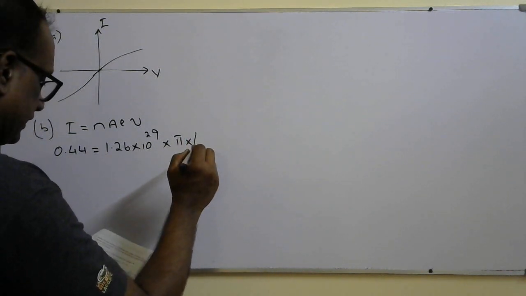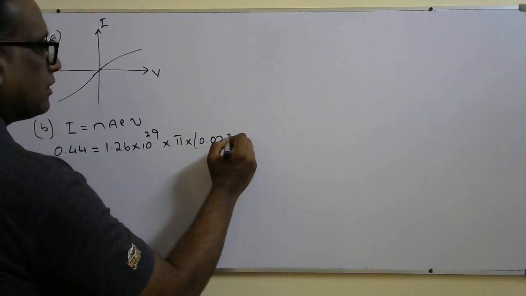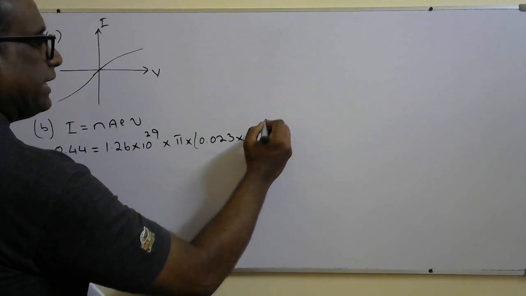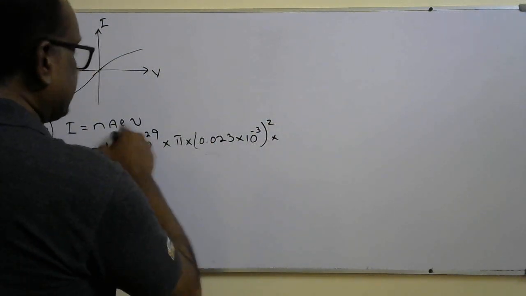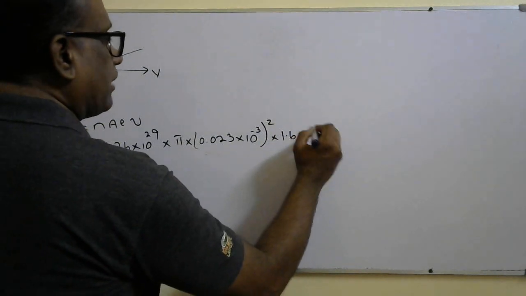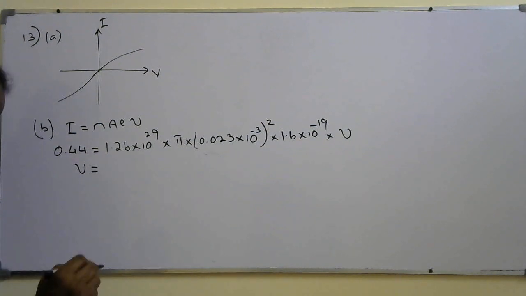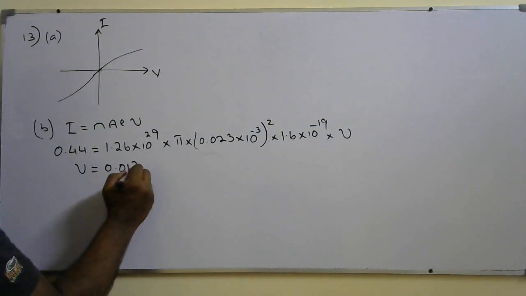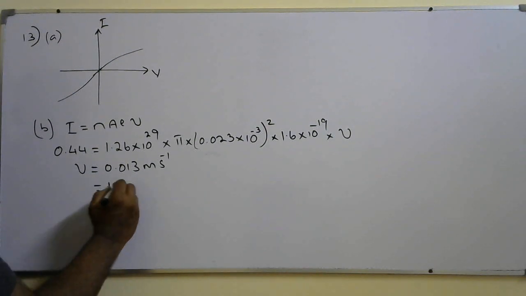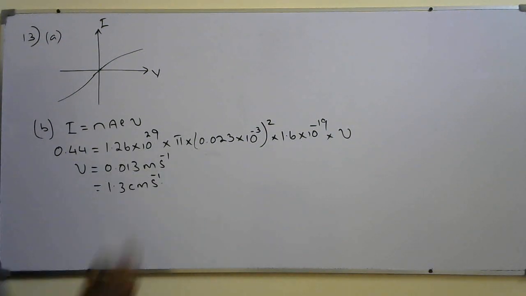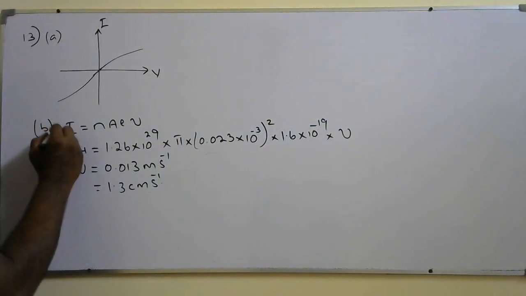Yeah, it's given in millimeters, so I need to convert to meters. 0.023 × 10^-3 meter, all squared, πr squared, into the charge of an electron, e, which is 1.6 × 10^-19, into v. Find the v, you will get the answer. That will be 0.013 meter per second, or you can say 1.3 centimeter per second. That's the answer for B part, first part.